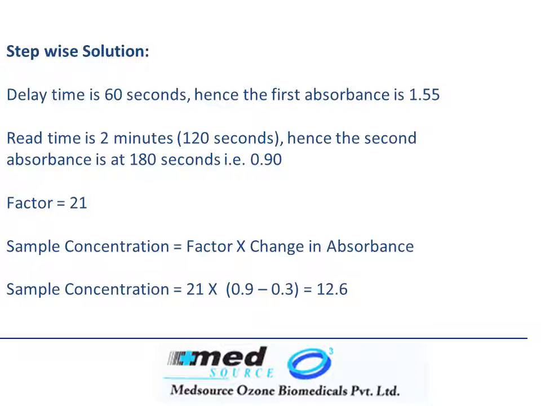We already know the factor is 21, and we know that the sample concentration is simply factor into change in absorbance for a 2-point reaction. In this case, that means 21 into 0.9 minus 0.3 or 21 into 0.6, which is the change in absorbance, and the answer is 12.6.